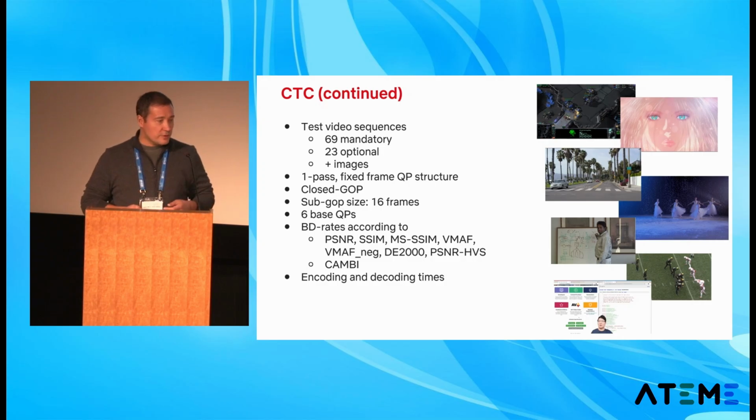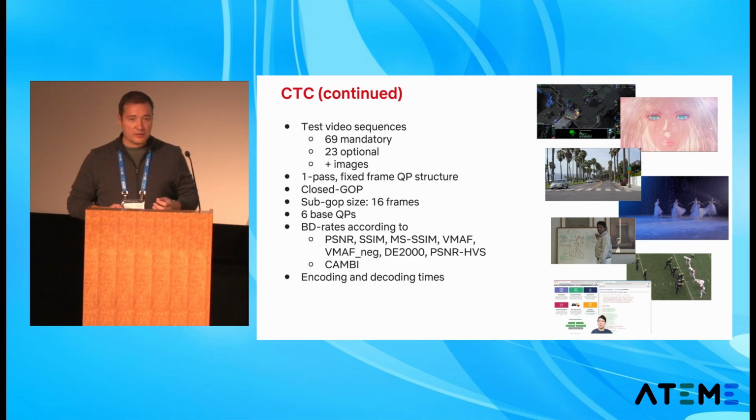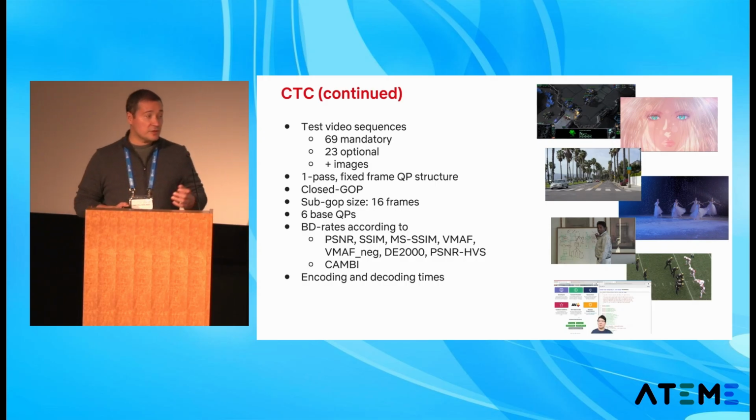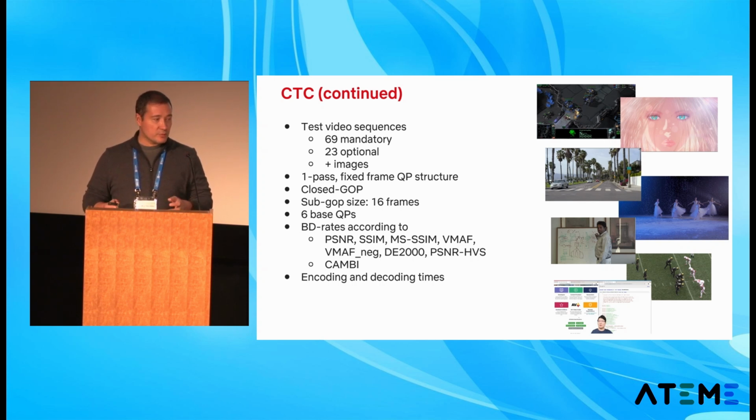So the CTC for AVM has a number of test video sequences, 69 mandatory sequences and 23 optional, and a number of images. It uses a one-pass fixed frame QP structure, closed GOP, and the sub-GOP size is 16 frames. So 6 base QPs are used, and the bit rates are calculated for PSNR, SSIM, VMAF, and a number of other metrics. And of course, we also report the encoding and decoding time.